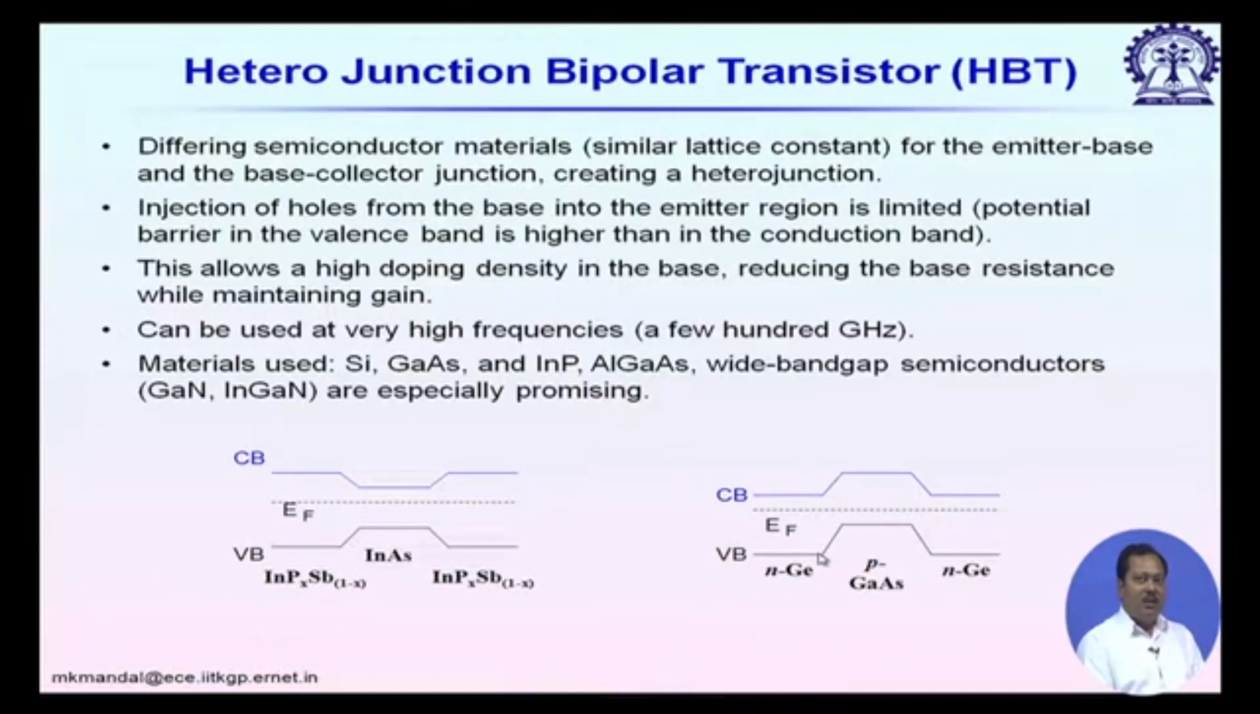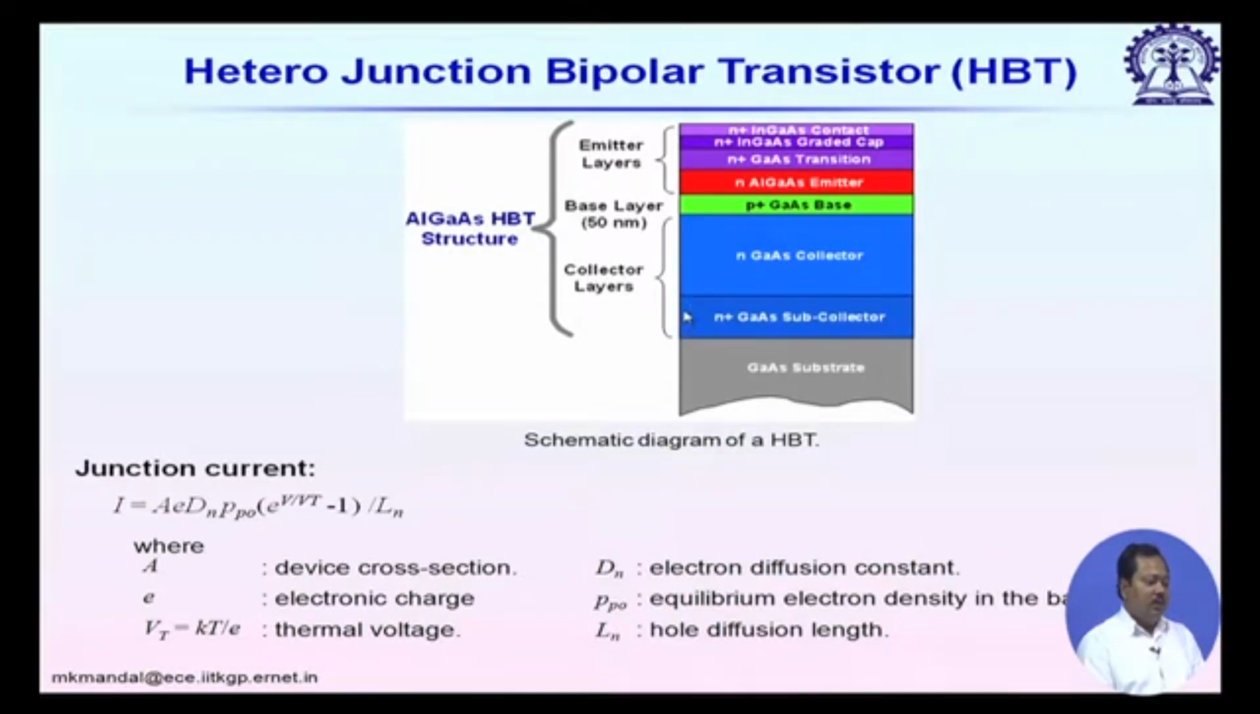So, that is how an HBT operates, and typical materials used for HBT are silicon, gallium arsenide, indium phosphide, aluminum gallium arsenide, and different types of wide band gap semiconductors like gallium nitride and indium gallium nitride. So, they are being used for designing and fabricating HBTs. Here is one example of a graded structure based on an aluminum gallium arsenide HBT.